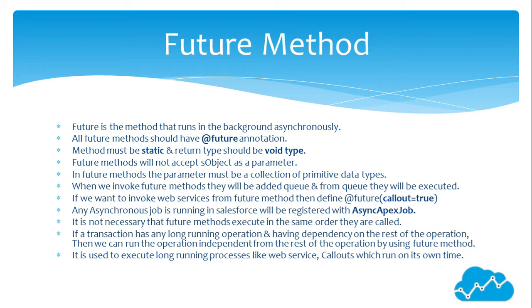Any asynchronous job running in Salesforce will be registered with AsyncApexJob. It is not necessary that future methods execute in the same order they are called. If a transaction has a long running operation that has no dependency on the rest of the operation, then we can call that operation independently from the rest by using a future method. It is used to execute long running processes like web service callouts, which run on their own time.